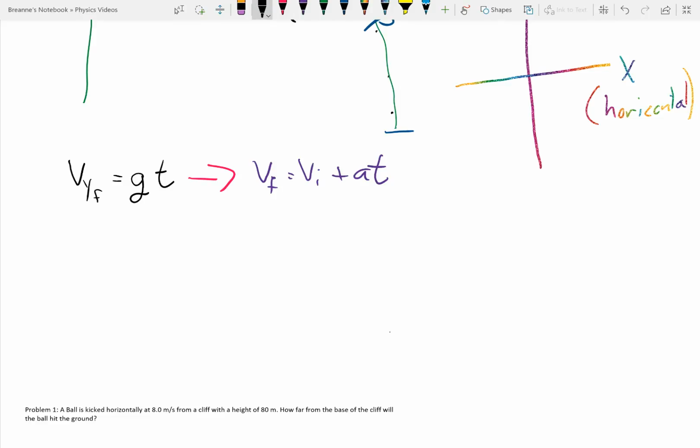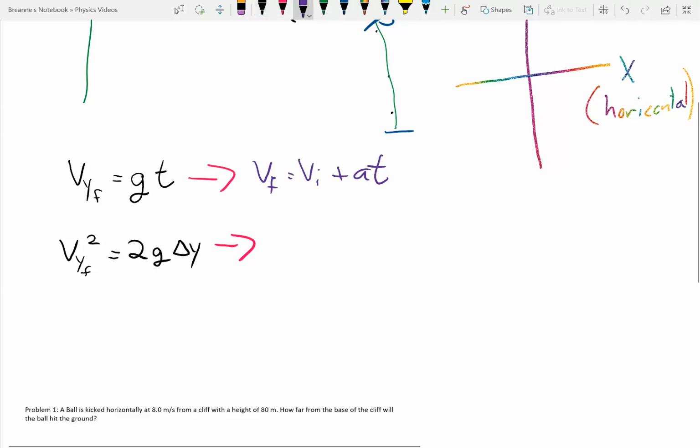Next equation: we have our velocity in the y final squared equals 2g delta y. Again, that looks a whole lot like our original equation, plus 2a delta x. Again, we don't have an initial velocity, so it goes away. Our a is acceleration due to gravity, and we're dealing in the y direction, so our x turns into a y.